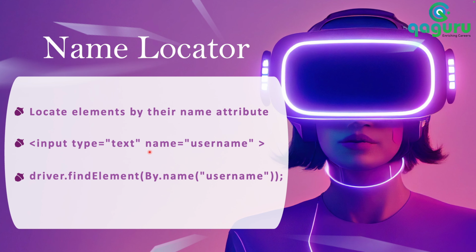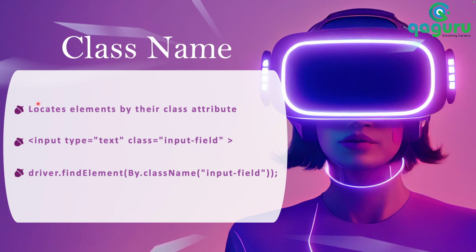If the element that you want to identify has a name attribute, then you can use name as the locator. So you can write the code like driver.findElement(By.name) and then you specify the value of the name attribute as the locator. Class name strategy locates elements by their class attribute. Suppose you have a web element where class attribute is present. In that case, you can write the code driver.findElement(By.className) and then the value of the class can be specified as the locator.